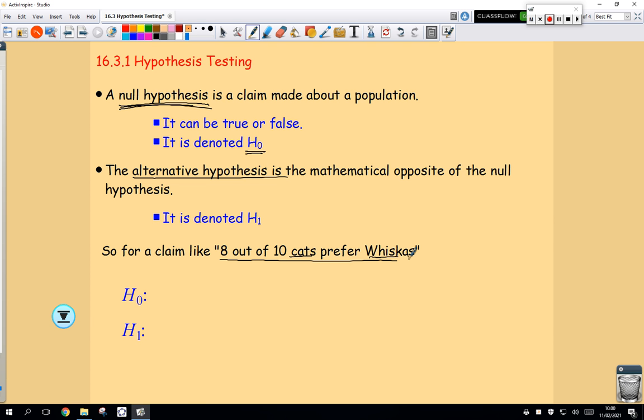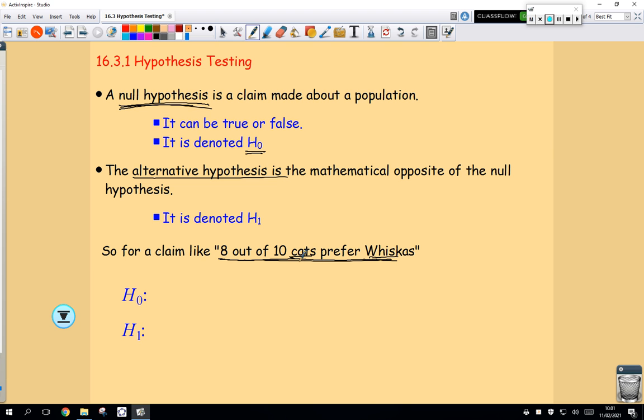So this is a claim. So the null hypothesis in this case is the claim. It's 8 out of 10 cats prefer Whiskas. And I could write that out in words like that. I prefer to get, as soon as I can, to get this into mathematical language. And I think that's the best thing to do. So that's what I'm going to do.